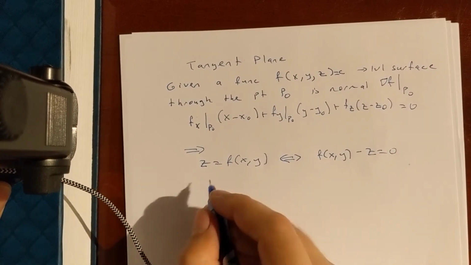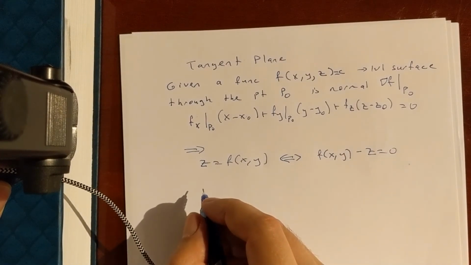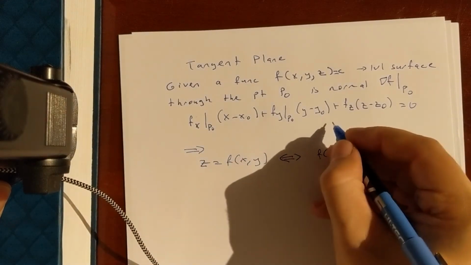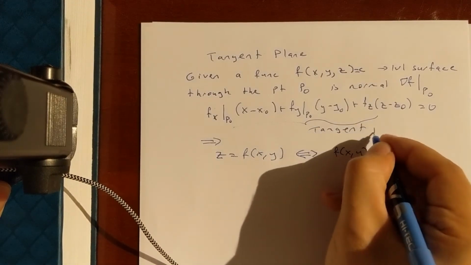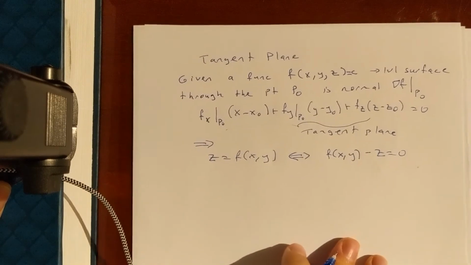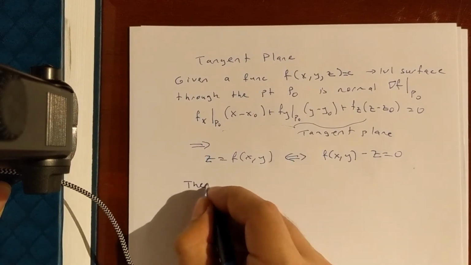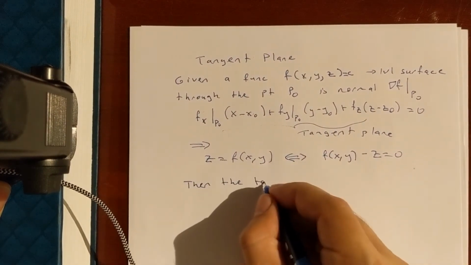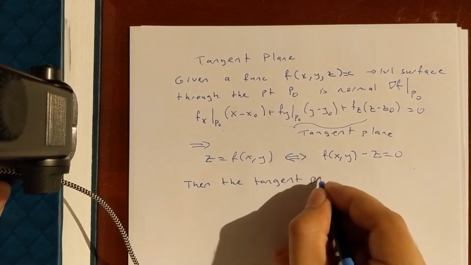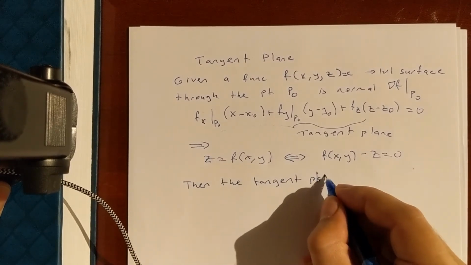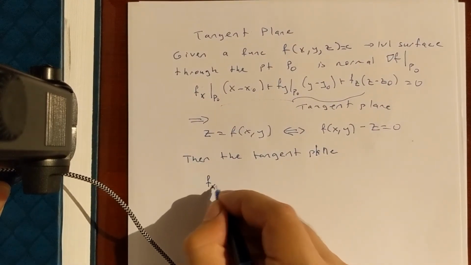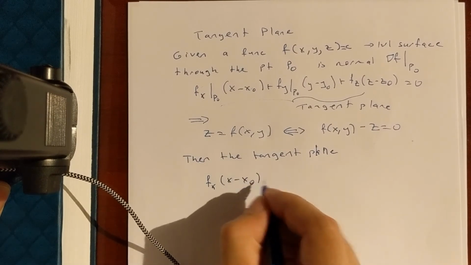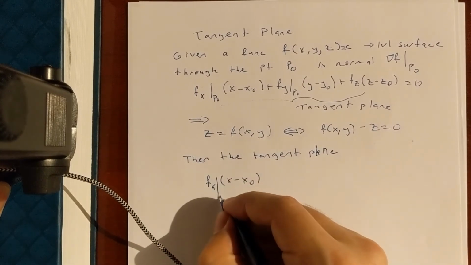Then the tangent plane. This is the tangent plane. Sorry, I forgot to label this tangent plane. So from the above, we can get the tangent plane. Then the tangent plane is going to be what? f sub x times (x minus x naught), sorry, evaluated at P naught, of course.